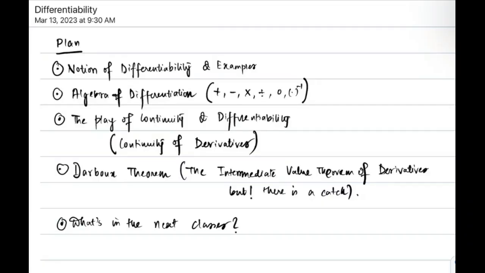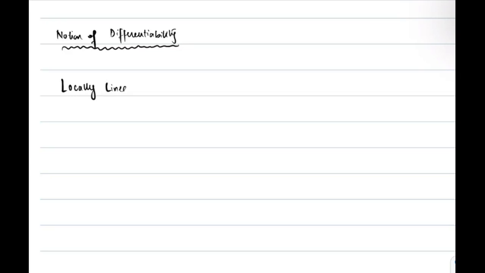We will be devoting our time to understand the differentiability of functions and what their applications are. Let's start. So the first step is the notion of differentiability. Why differentiability is important: as we proceed, we will see that if we know the derivative of a function, derivative is nothing but a locally linear approximation of a function.